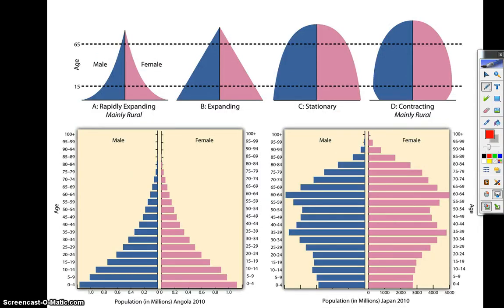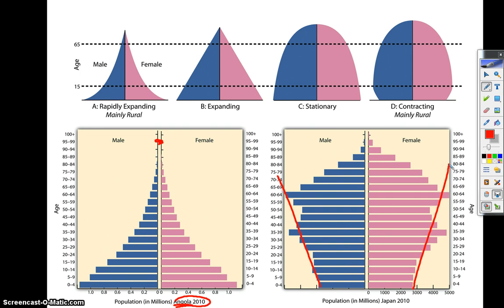And as we look at a couple more examples of the shapes, if we look at the lower left, we can see that classic pyramid that shows very high growth, and this is Angola in 2010. And over on the right, here's Japan that I talked about before. While it's not perfect, it does have that kind of inverted shape that shows that the population is declining.